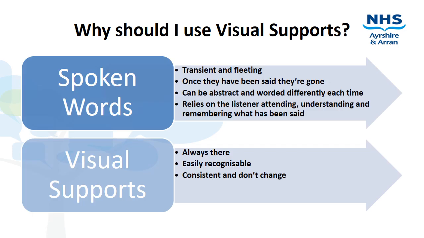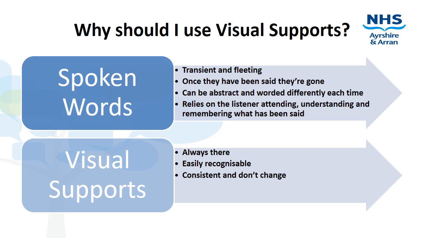So spoken words are transient and fleeting. So once we've said it, it's gone. Spoken words can be abstract. They might be worded differently each time, and it relies on the listener paying attention, understanding what has been said, and also remembering what has been said. Visual supports are always there. They're easily recognizable and they're consistent and they don't change.